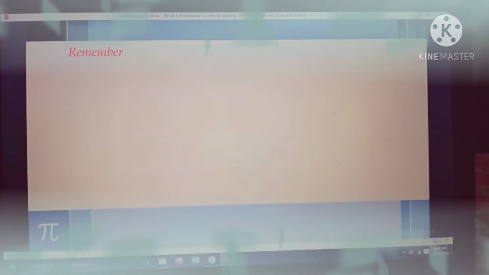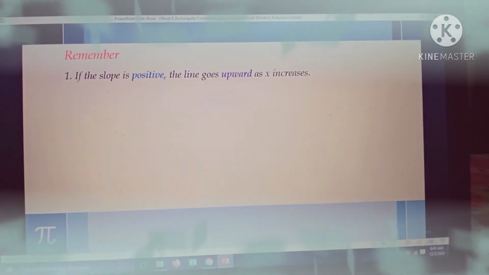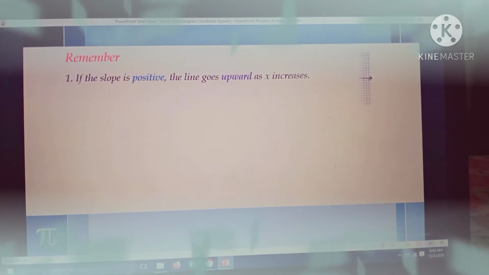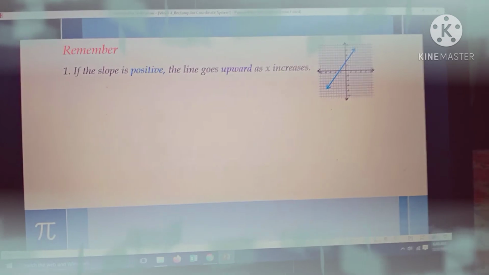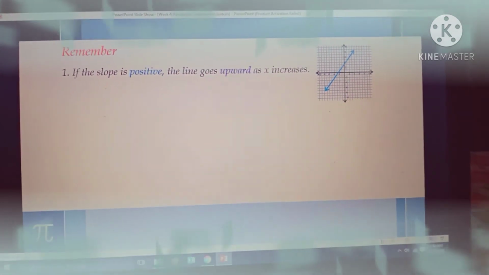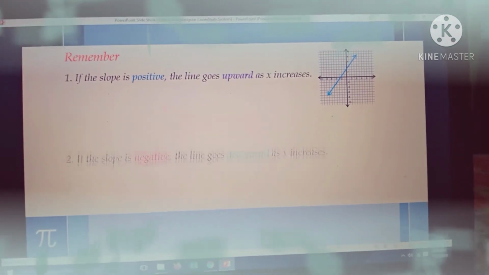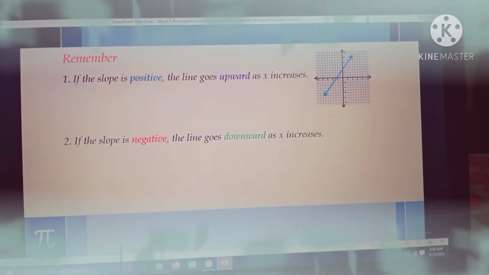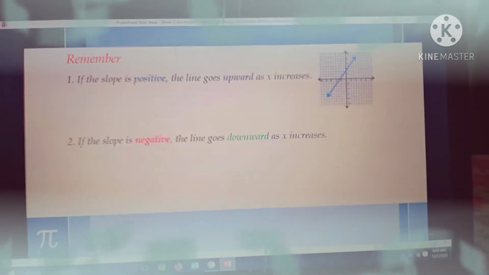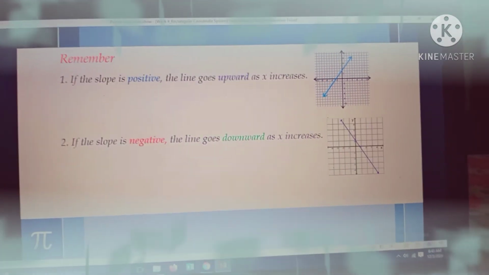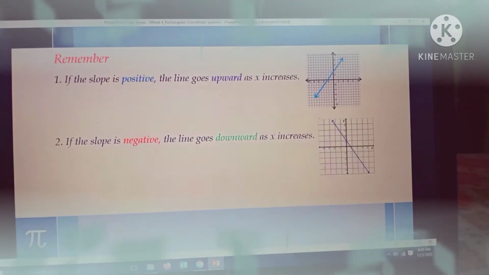So remember, if the slope is positive, the line goes upward as x increases. So this is how it looks like. Like you are climbing upward. If the slope is negative, the line goes downward as x increases. And this is how it looks like. It's like you are sliding down.